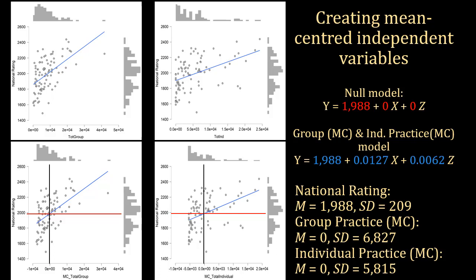And so now beta 0 is almost what it has to be, which is not a very interesting parameter. It tells us only the mean of national rating. But beta 1 and beta 2 have the same meaning as before, and by changing this, it didn't change the value that is the best estimate.